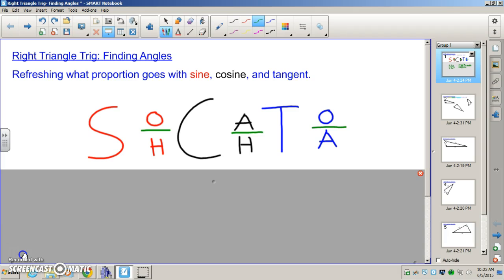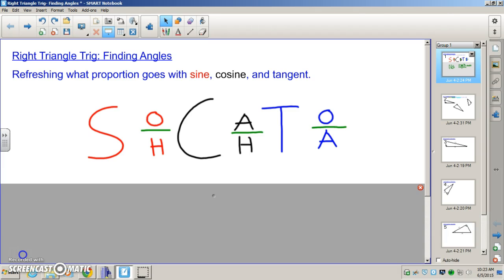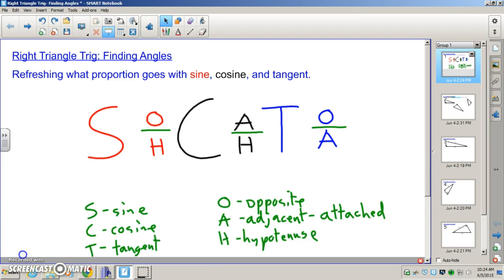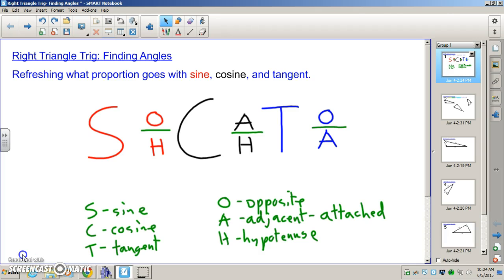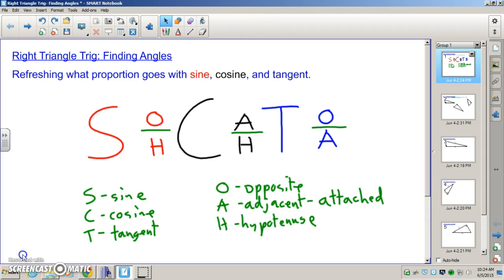It still spells the same word and is organized in the same order, but I visually put the O on top of the H, the A on top of the H, and the O on top of the A. So you remind yourself that for sine, it's opposite over hypotenuse. It's adjacent over hypotenuse for cosine, and opposite over adjacent for tangent. So I put down here just the coding of the words, just so you make sure you have that.